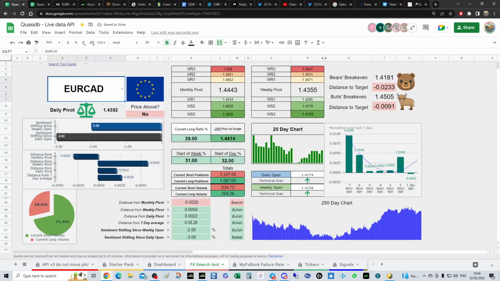So you can just use that. You've got a confirmation, quite bullish, and we've got the weekly open and daily open. So just a nice little addition there.